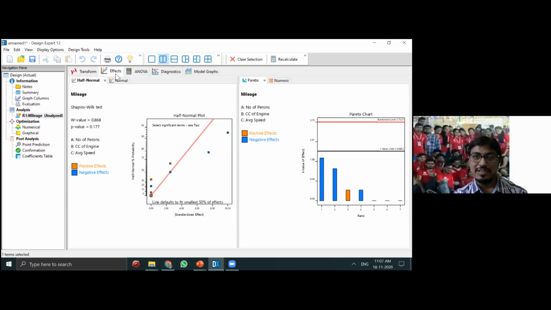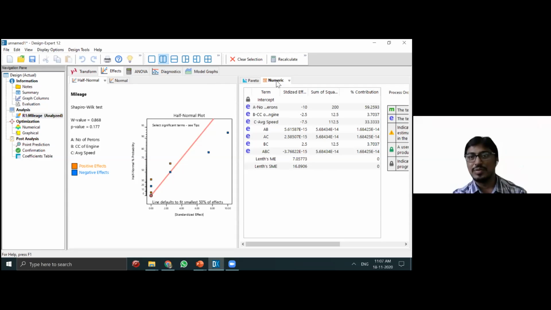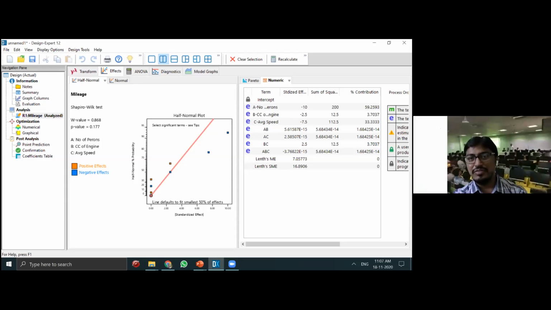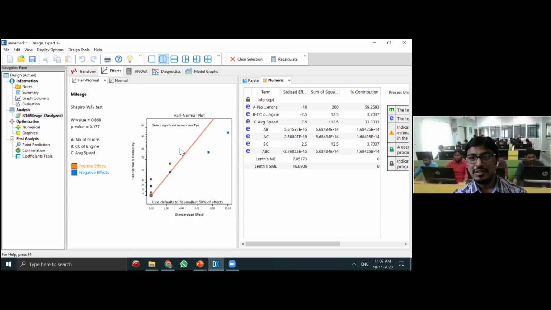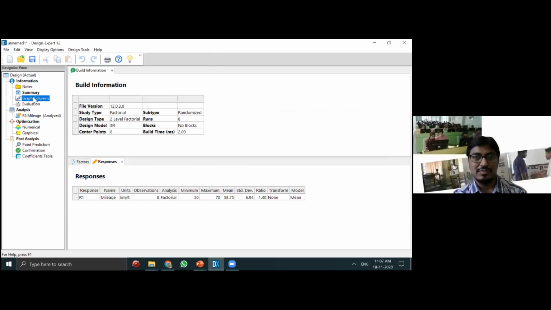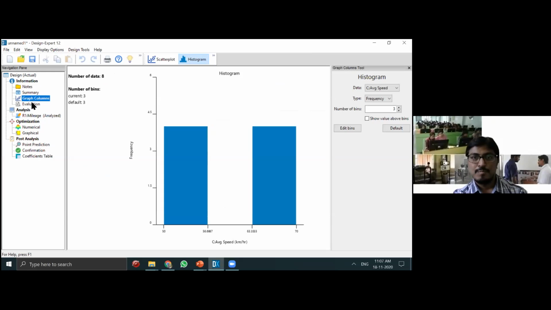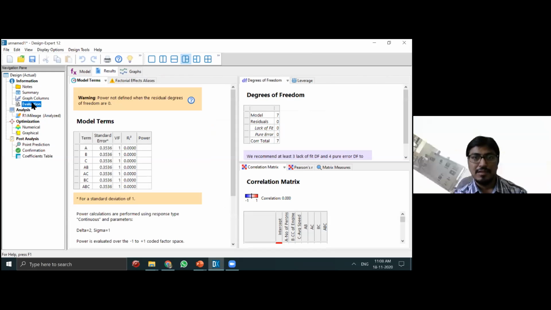So what are the effects that I am looking for? Go to the numeric area. Initially no effect is selected. So this chart is there, right? This chart is not readable here, but if you want a summary and evaluation, not here.